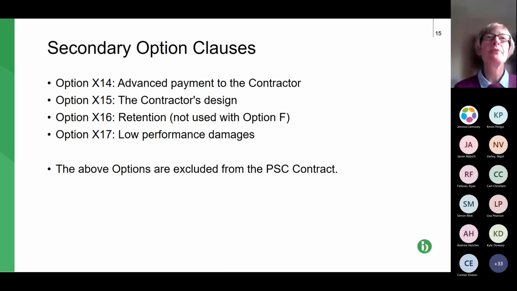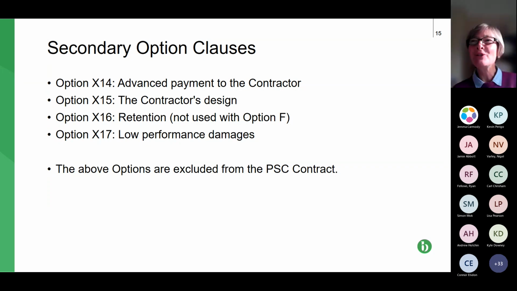Another one that's not included in the professional services contract is X15. This is our critical clause where you as contractor are carrying out design work, because this clause says that your design standard is reasonable skill and care and not fitness for purpose. And hopefully we all know that we do not want fitness for purpose as a design standard. It's wholly inappropriate. It's not covered by your professional insurance.